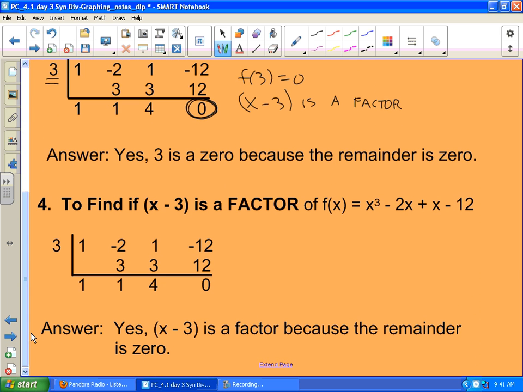So that's use number three. Use number four, going right along with this, where I just kind of talked about it. Once I know that I found this remainder of zero, I have found the factor x minus 3. And that's good because it helps me graph. And then use number five.